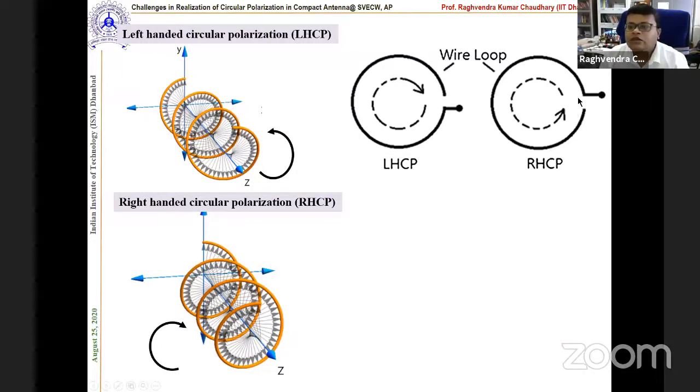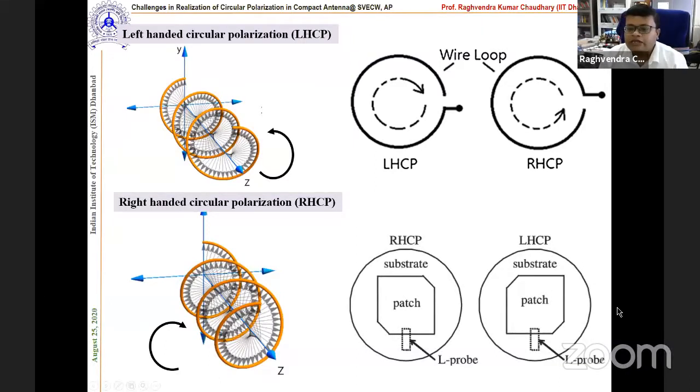Whereas for this case, the current will be like this, correct? So this is RSCP. So you can very easily realize this RSCP and LSCP based on the surface current direction. Similarly, in a patch, if you cut down the corners like this, you are getting the RSCP, otherwise LSCP, correct? So this is a very well-known technique.